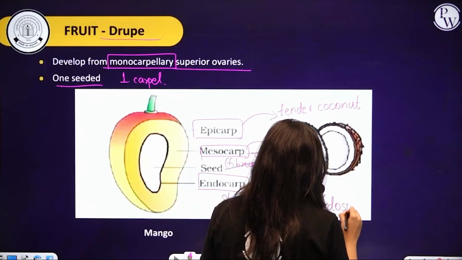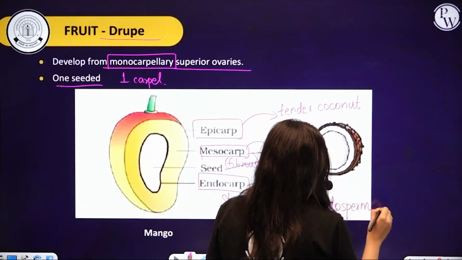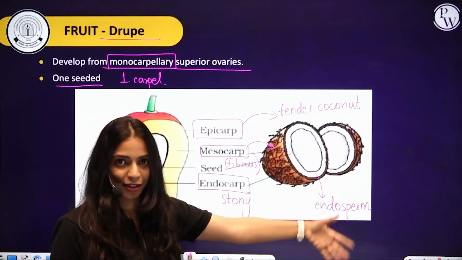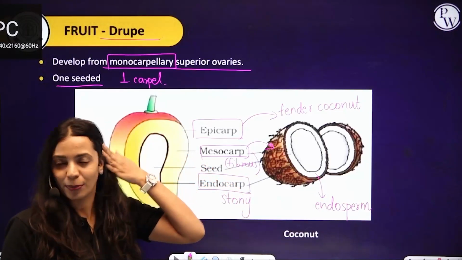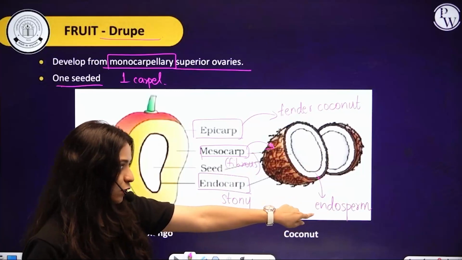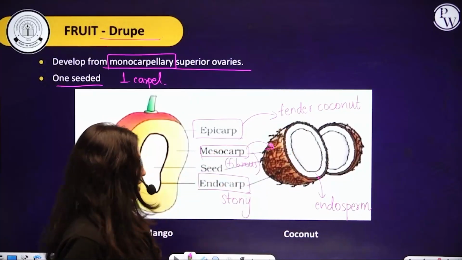You just learn about it now. In detail, you don't have to know how exactly it is formed. You learn it in your other chapters. For now, just focus that what we eat in a tender coconut is actually the endosperm. Within that, the seed will be present.